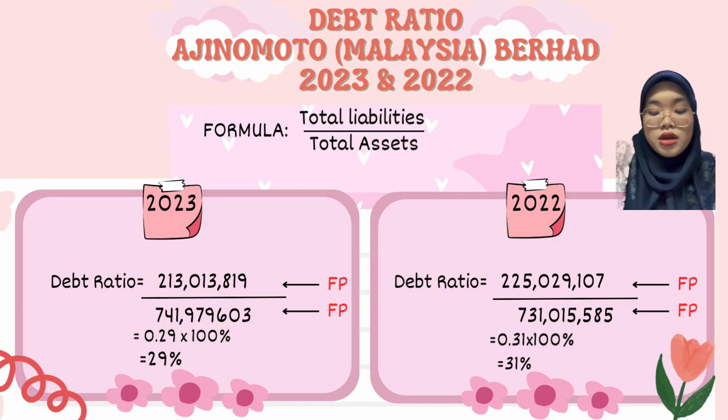Next question is the ratio for the year 2022 is 225,029,107 over 731,015,585 and the answer is 0.31. It need to be multiplied by 100% and the answer is 31%.